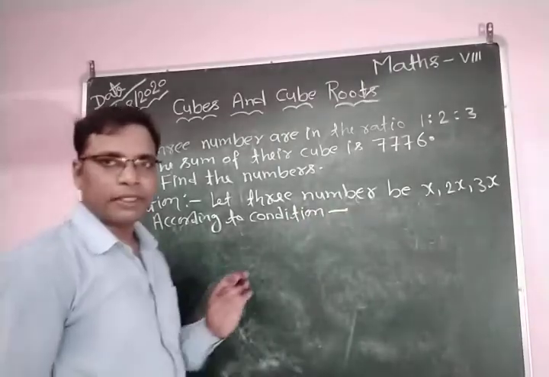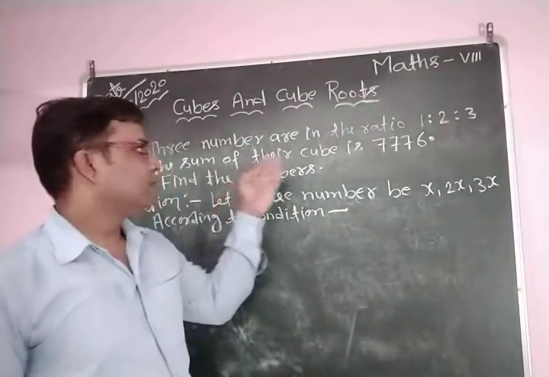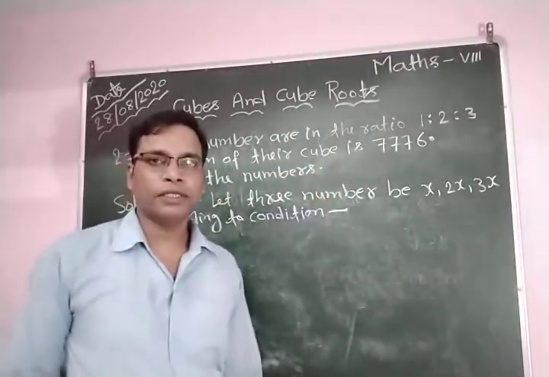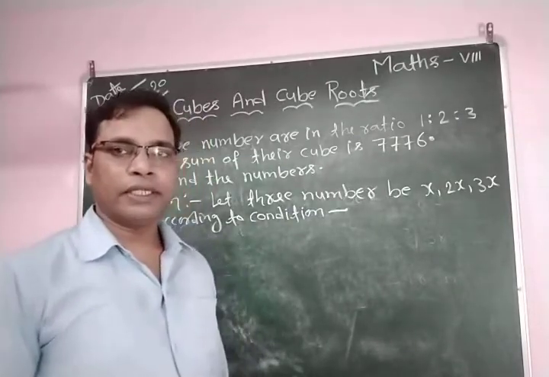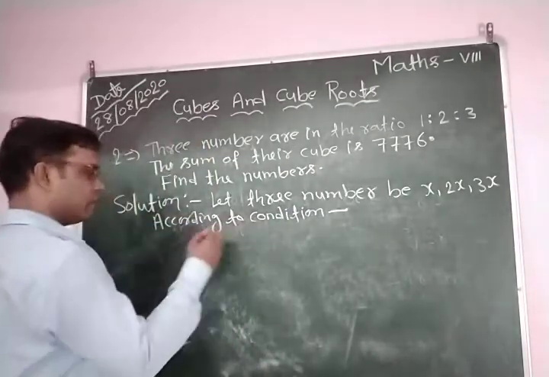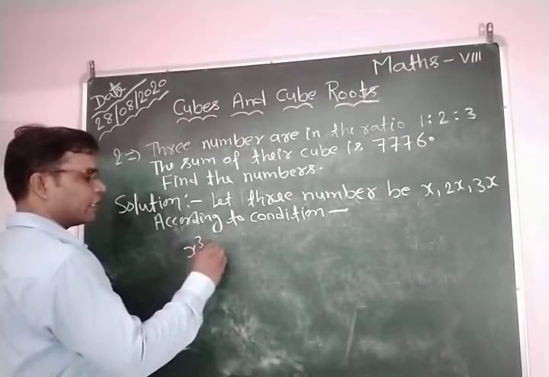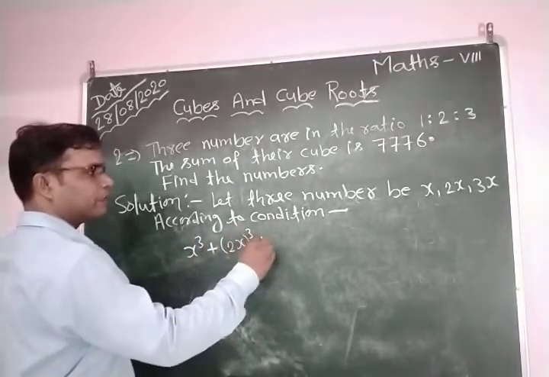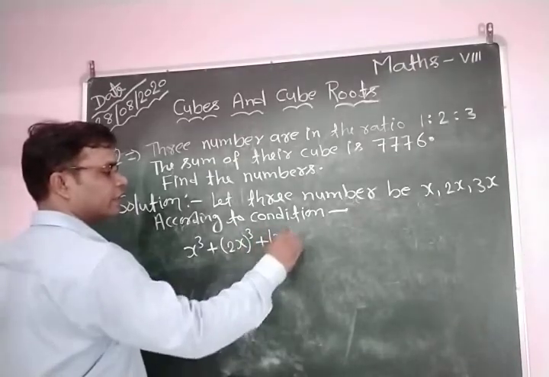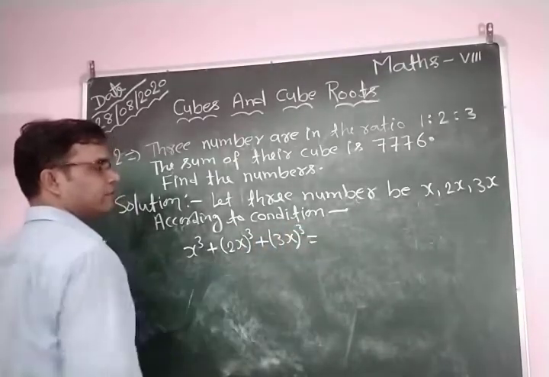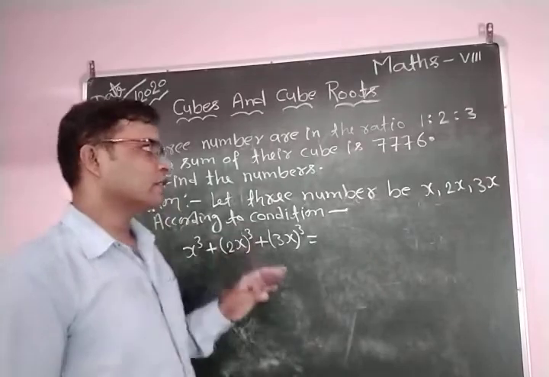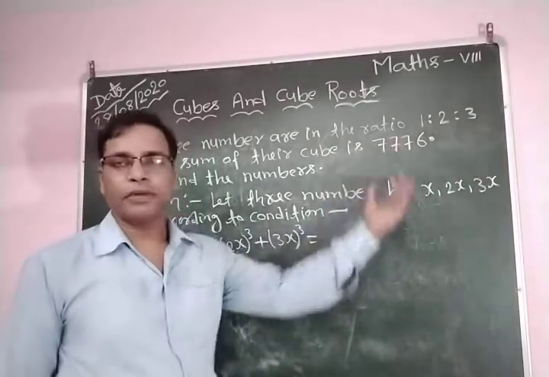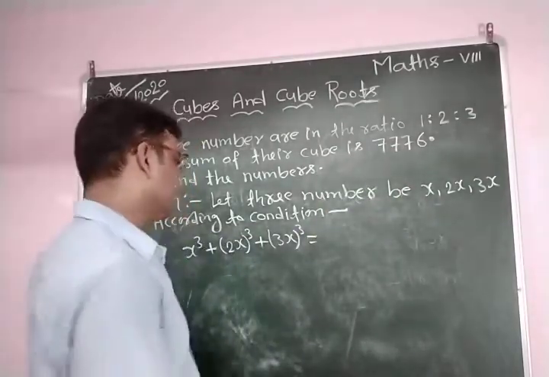What is the condition given? The sum of their cubes is 7776. So first x cube, after this 2x cube, after this 3x cube. Their sum, the sum of their cubes, this is given 7776. So you can write here 7776.